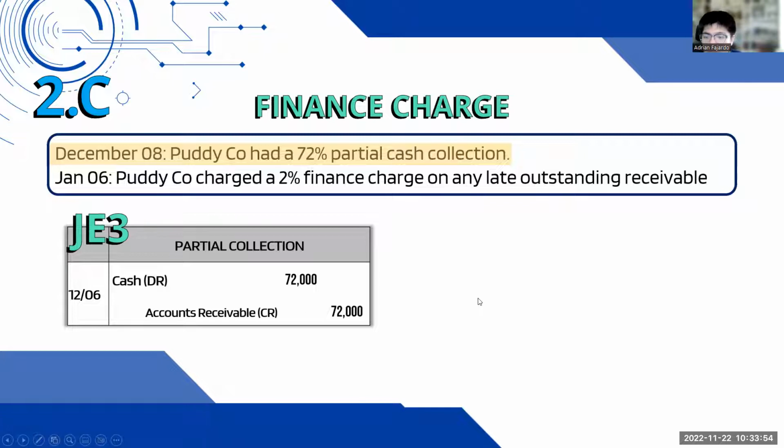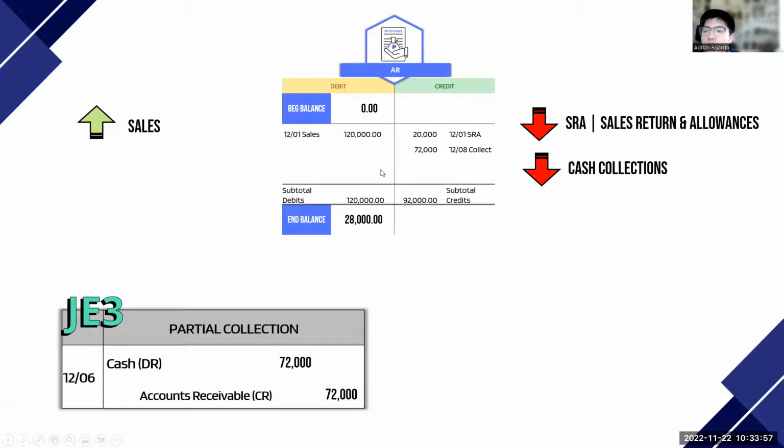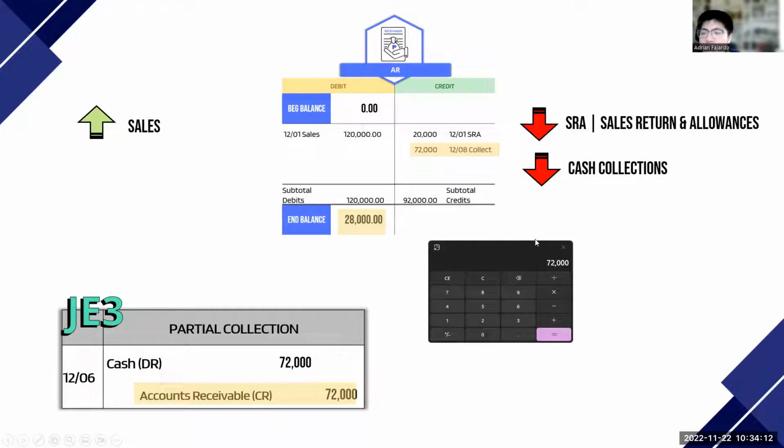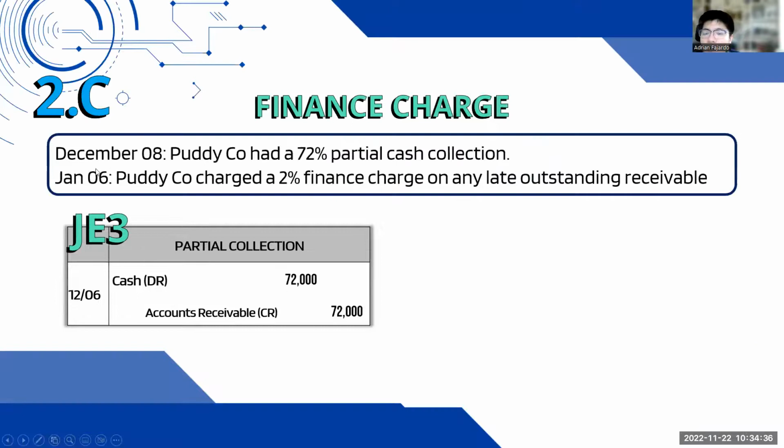So now here, if we go back to the scenario, your AR will lower by the partial collection of 72,000. Now, 28,000 yung AR natin. Why? Because, again, if we summarize what happened, you started with 120 AR. You subtracted 20 from sales return and allowance, and then you had a partial collection of 72. So right now, your current AR balance is 28,000. Now, we go to the second part of the problem.